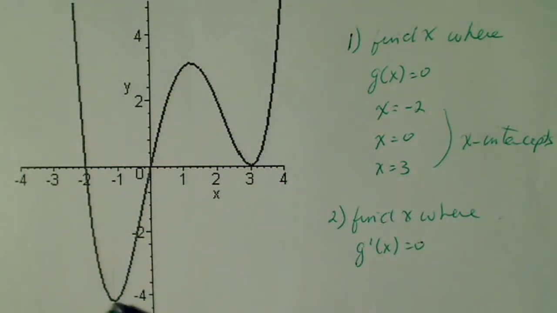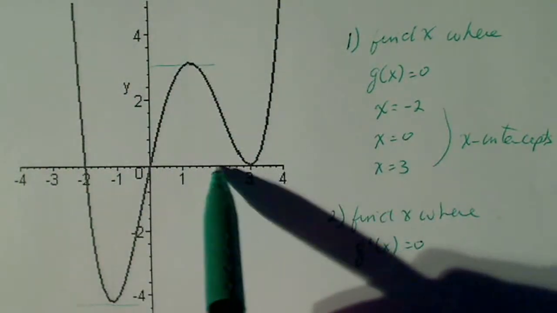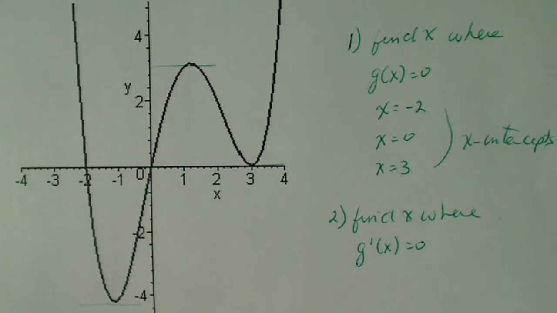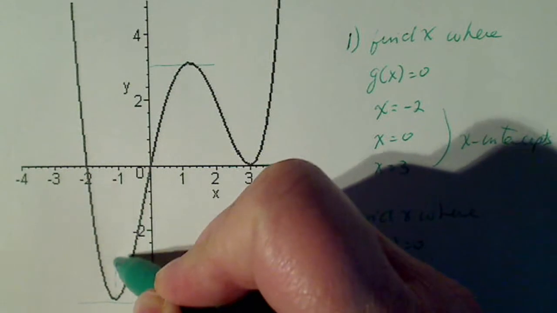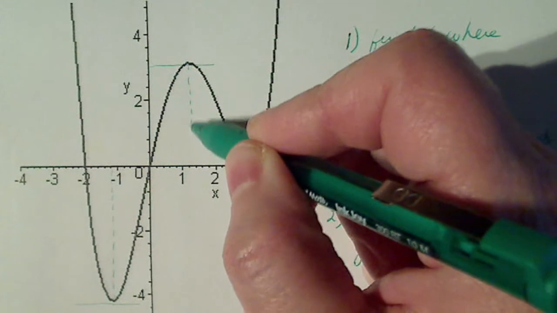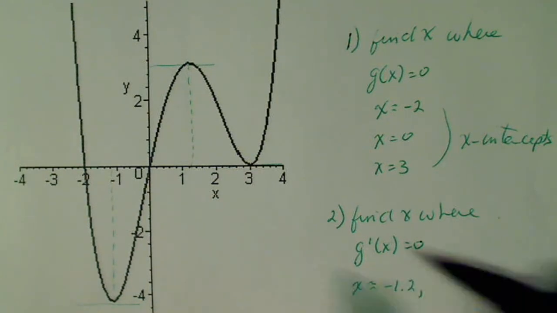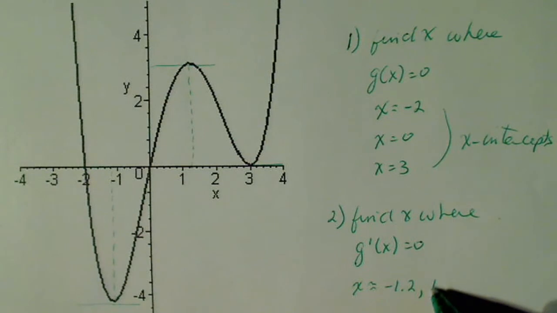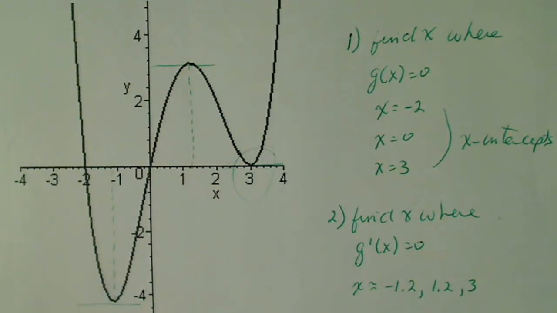I also can see that if I draw a tangent line at each of those 3 points, the derivative is 0 there. Slope of that horizontal line is 0. So there's 2 ways of looking at it. So if I tag down here, trying to draw them as vertical as possible, it looks like I have g prime equals 0 at x approximately minus 1.2, positive 1.2, and 3. Even though this is touching the axis, it's still a local min.